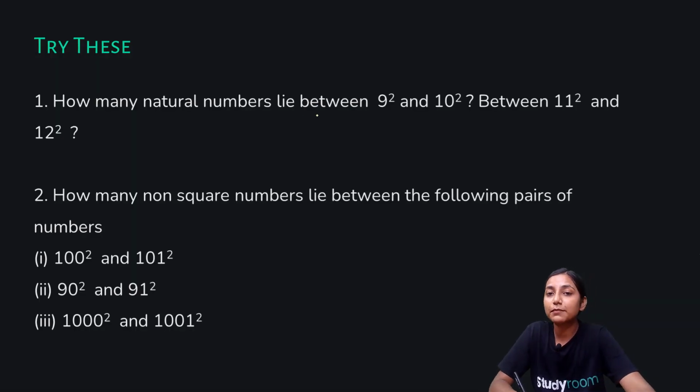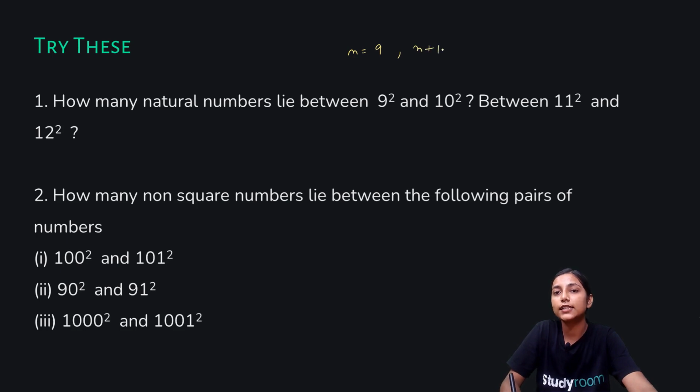Now, how many natural numbers lie between 9 square and 10 square, or between 11 square and 12 square? Again, use the formula. I'll do the first part for you and you have to do the second part yourself. Here we have n as 9 and n plus 1 is 10. We need to find the natural numbers lying between them. This will be given by the formula 2n, where n is 9.